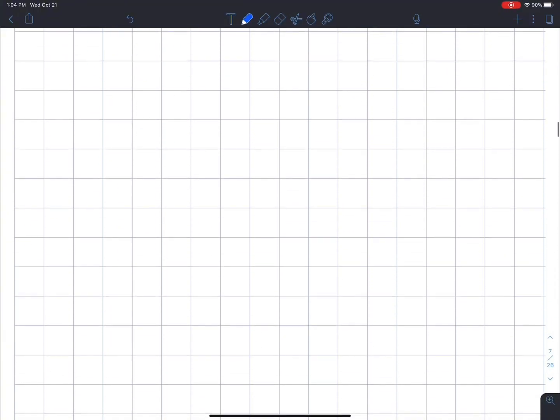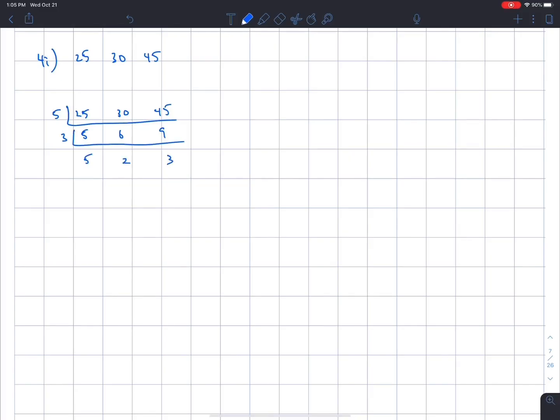For I, 25, 30, and 45. We can divide all of them by 5. And then divide the 6 and 9 by 3. So we have 5 times 3 times 5 times 2 times 3. And we get 450.